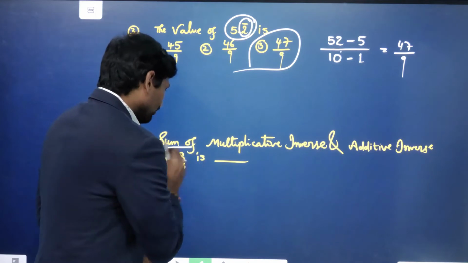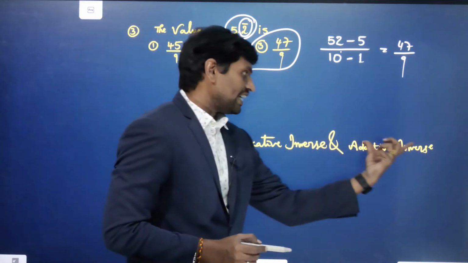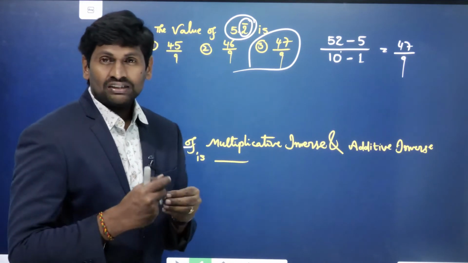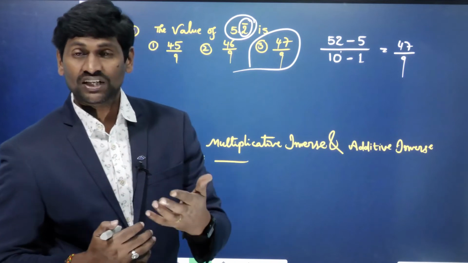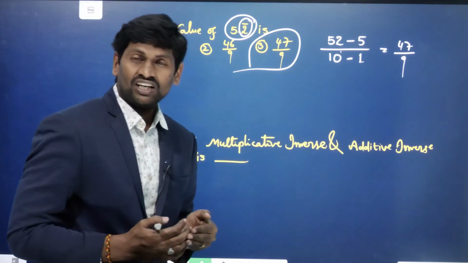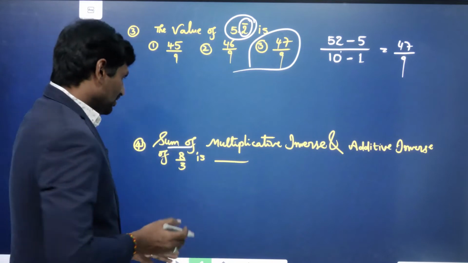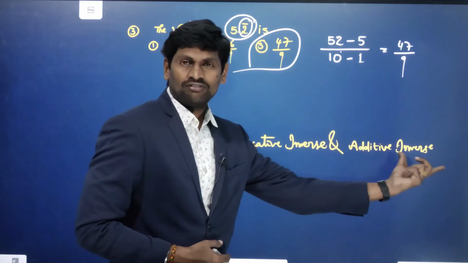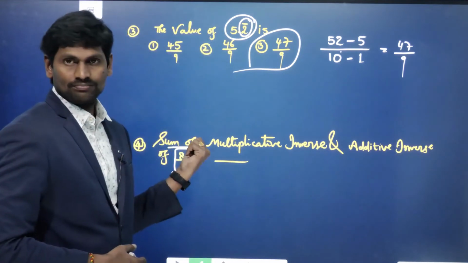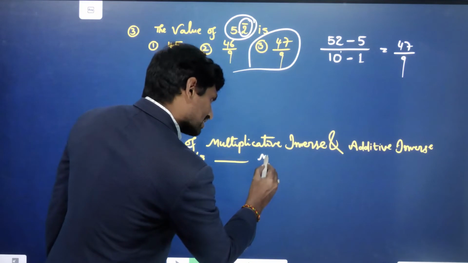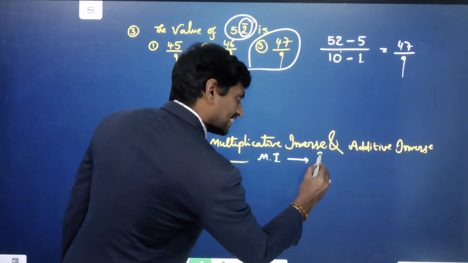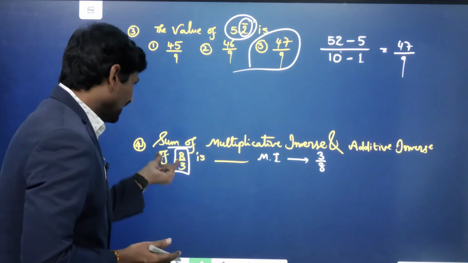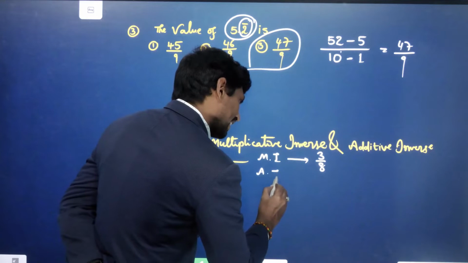Let us check here: the sum of the multiplicative inverse and additive inverse. Multiplicative inverse is the fractional number with positions changed, numerator as denominator and denominator as numerator. So take 8 by 3; we need the multiplicative inverse and additive inverse of 8 by 3 and find their sum. The multiplicative inverse of 8 by 3 is 3 by 8. Additive inverse means the sign will be changed. The additive inverse of 8 by 3 is minus 8 by 3.